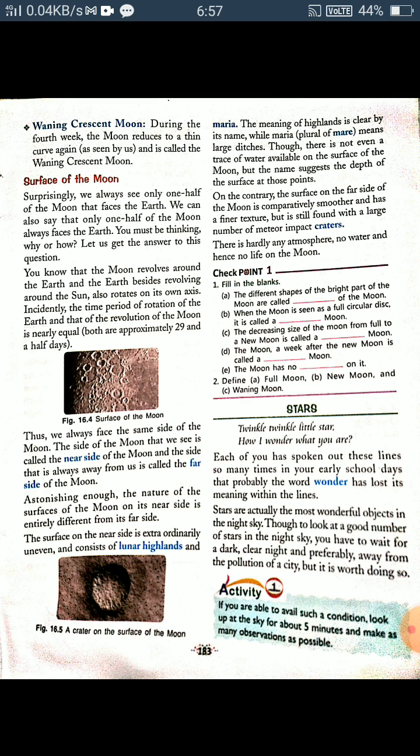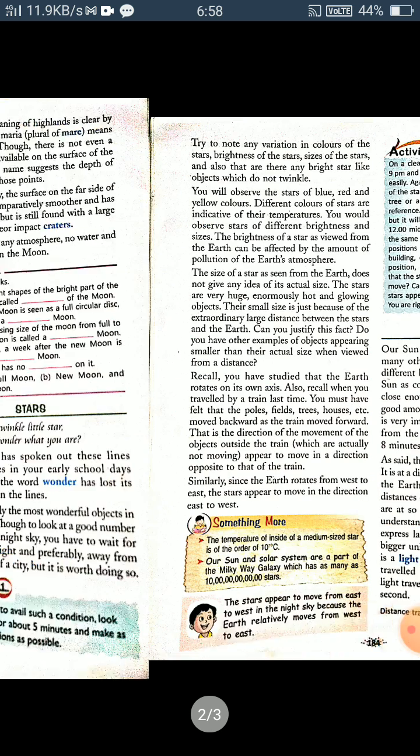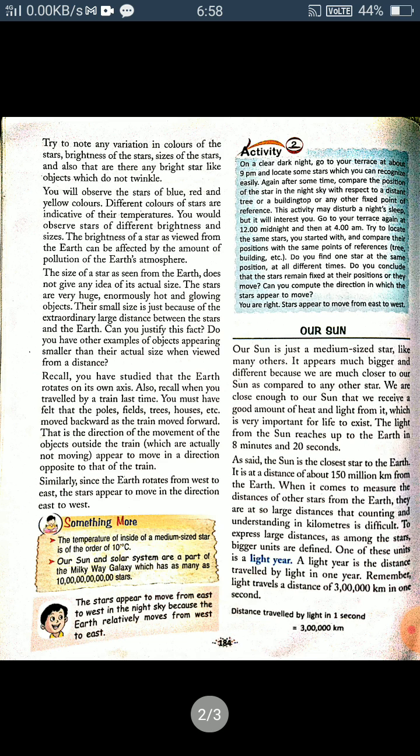Try to note any variation in the color of the stars. Have you seen different types of stars and colors? They have different sizes and brightness. It is because of the distance from the earth. Stars are at a large distance. Because of this large distance, some stars look very small in size, some have different color light, and some are quite bright.